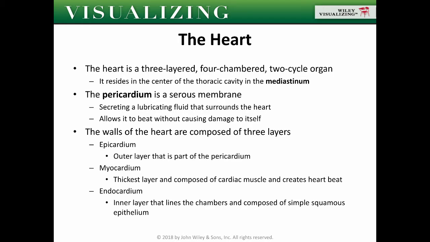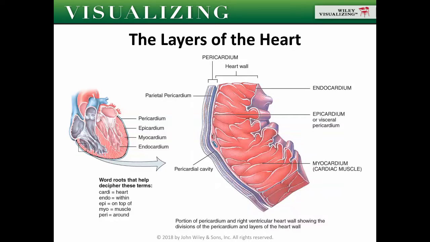We call the heart a 3-layered organ because it has, of course, 3 layers: the epicardium, the myocardium, and the endocardium. Simply put, we have the outer layer, the epicardium, then the myocardium, where myo means muscle. It is the layer of cardiac muscle, which is the one that causes the heart to beat. And the endocardium is the inner layer of the heart.